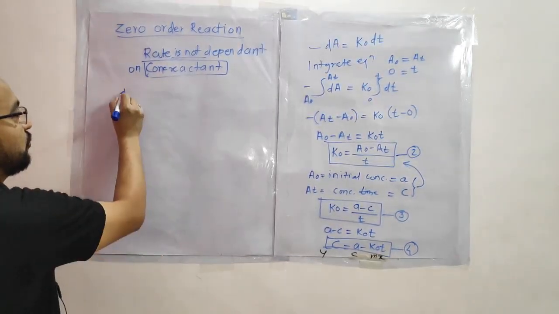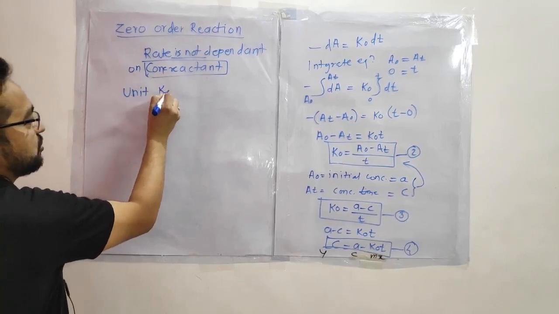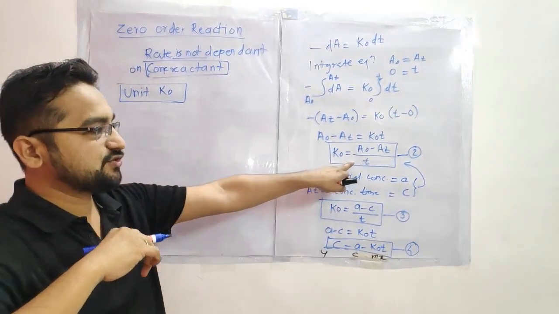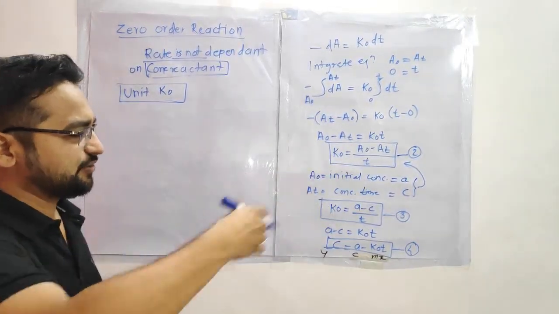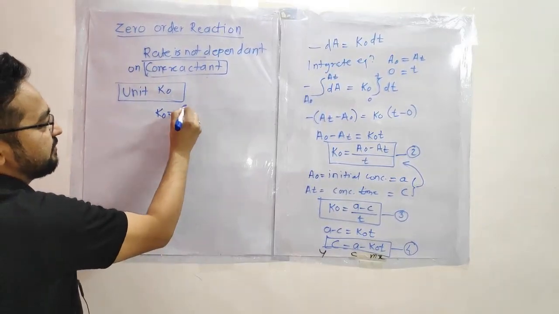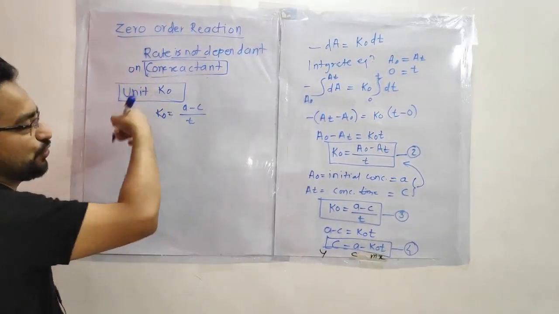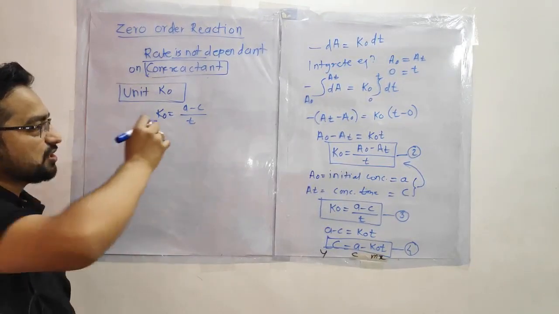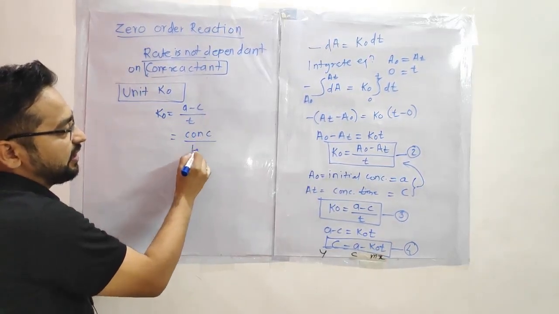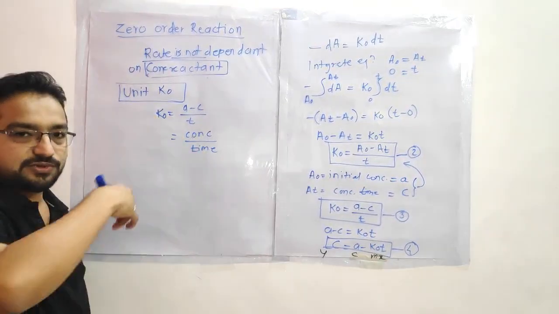Now what is the unit of this k0? K0 is the reaction rate constant. You know this equation is this or this. Let us take the third equation, a minus c divided by t, and derive the unit. This is concentration minus concentration, so it will be concentration, divided by time. This could be the one unit.